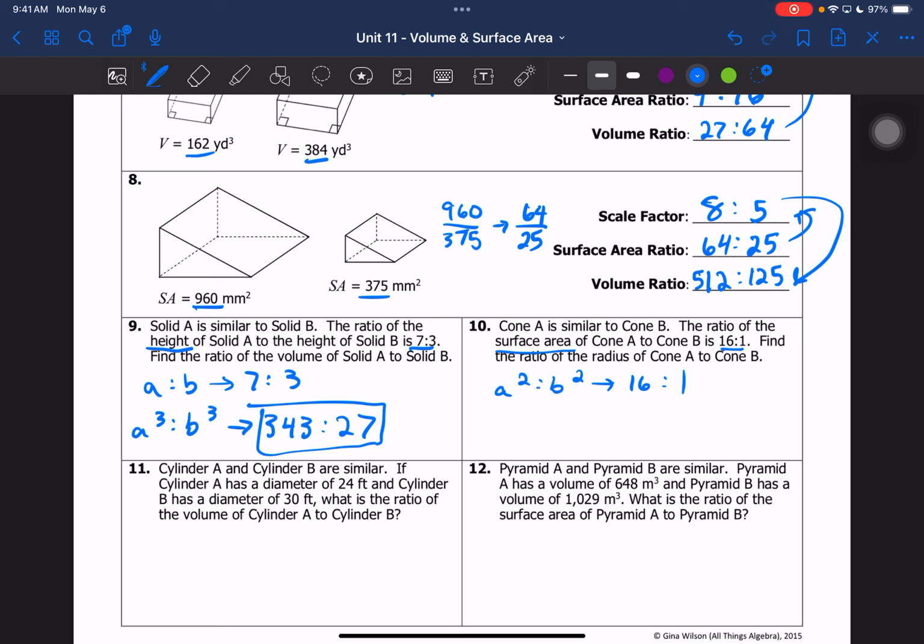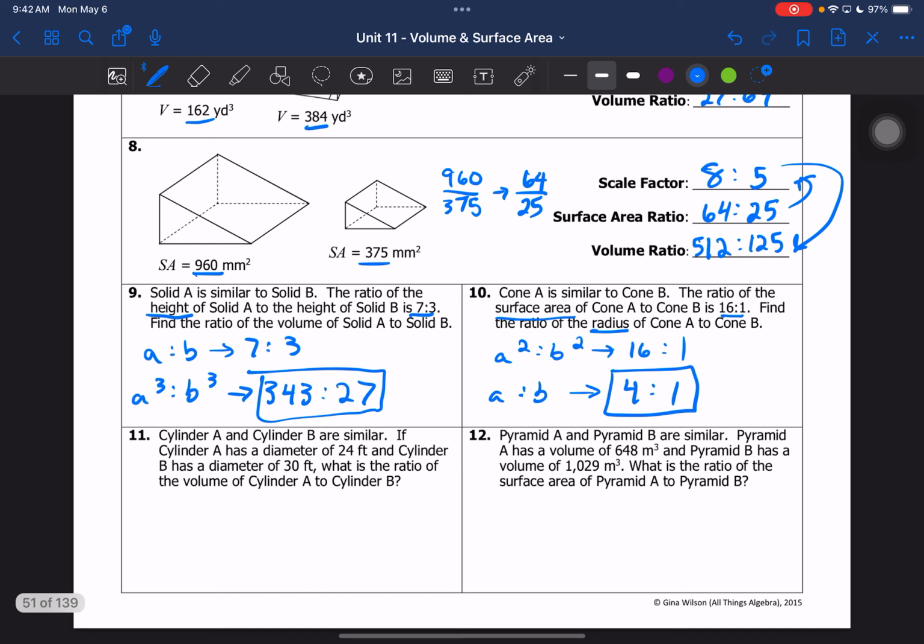We want to know what the ratio of the radius is. Remember, radius is a linear measurement. And so if you want to know the ratio of the radius, you're essentially being asked to find the scale factor, or a to b. So if we want to work backwards to find the scale factor, if we know the surface area ratio, we just have to square root both of these. So the square root of 16 is 4, and the square root of 1 is just 1. So the ratio of the radius, or the scale factor, is going to be 4 to 1.